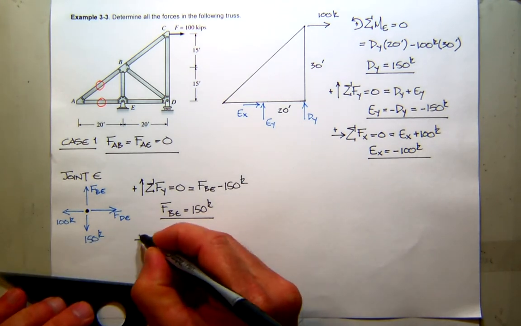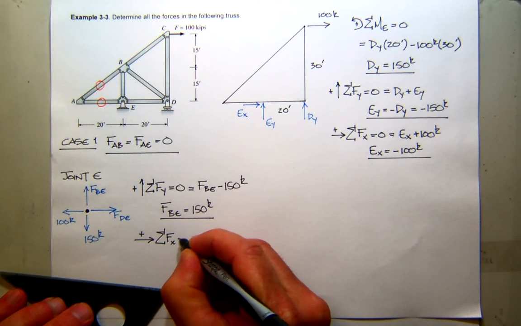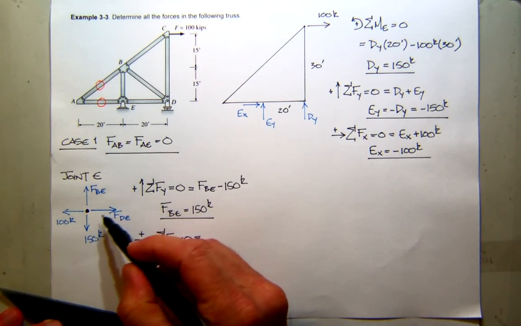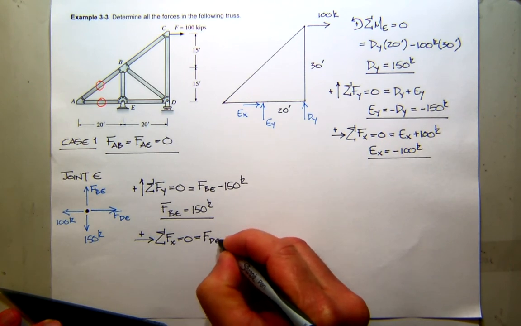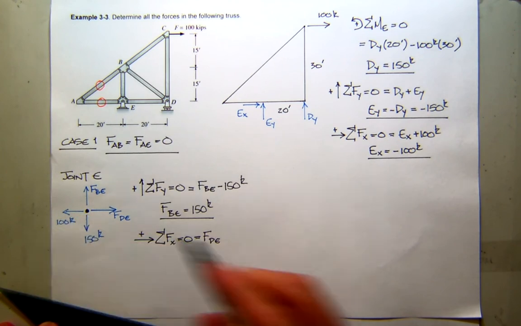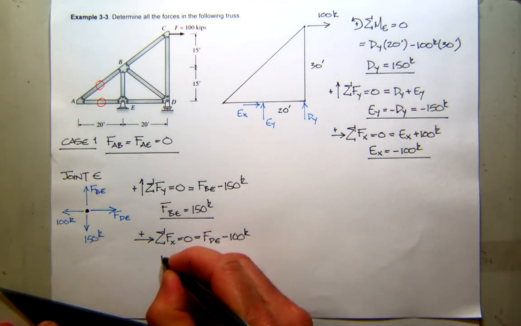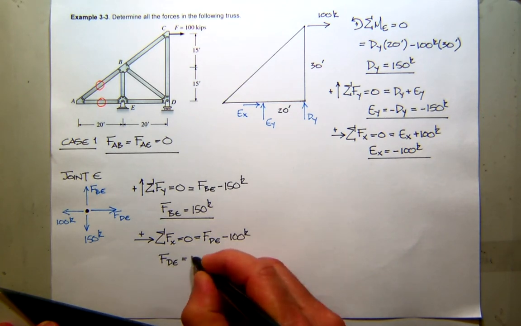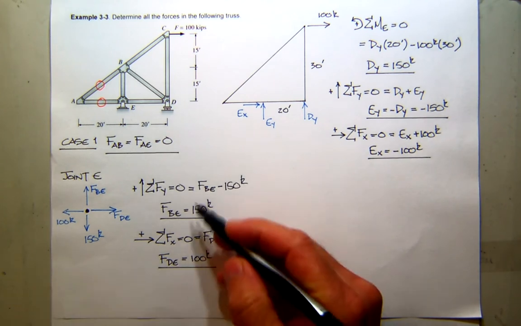So let's get the x component. So we'll sum forces in the x. I'll assume to the right is my positive sign convention. So I've got my unknown force acting to the right. So that'll be positive, the force in DE. And then also in the x direction, I've got this 100 kip force, but it's acting to the left, so that's going to be negative. Again, not a difficult problem to solve. So we now know the force in DE is 100 kips. So both came out in tension.